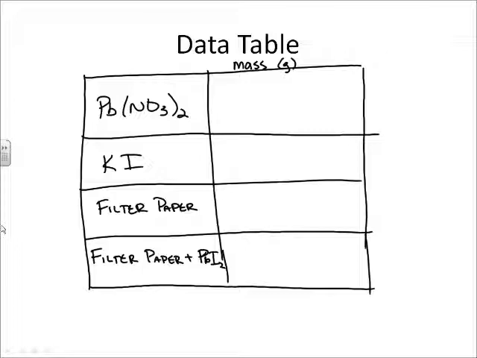Measure the filter paper before you actually do the filtering. Then you're going to have to let the filter paper and your solid product dry, probably overnight, maybe in a drying oven. And then on the second day or the next day, weigh the filter paper and the lead 2 iodide. So these are going to be the 4 data points that you need to collect in the lab.